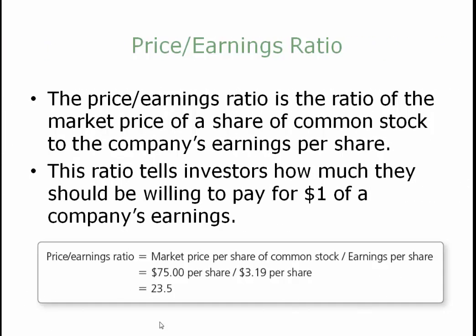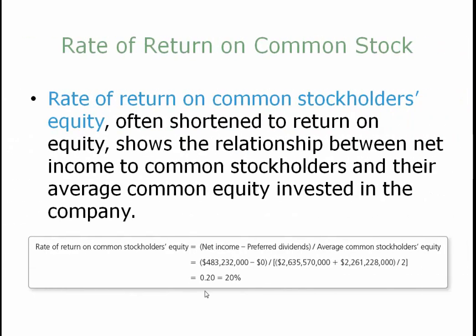And you have the price earnings ratio, and you notice we're using this $3.19 per share that we calculated. Then we're going to take the $75 per share, and it's going to tell us that the price earnings ratio is 23.5 to 1. You'll see this on some of the shows on TV where they'll talk about the PE ratios for businesses, and really you have to benchmark it by industry. You learn some of that in your financial statement analysis class. And then rate of return on common shareholders' equity.